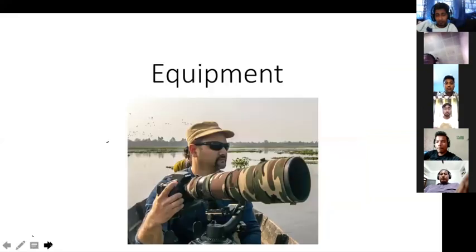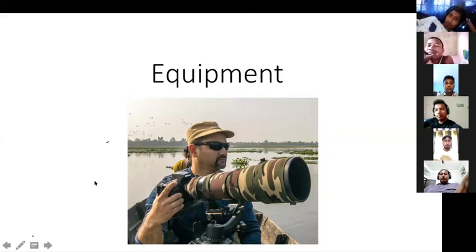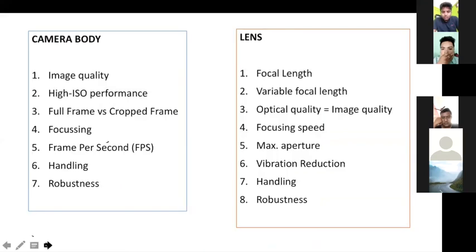Now coming to equipments. When we talk about equipments, we essentially talk about the camera and the lens, but then there are several other accessories that you need to take care of. So we'll basically first be talking about how I decide which camera body to use.